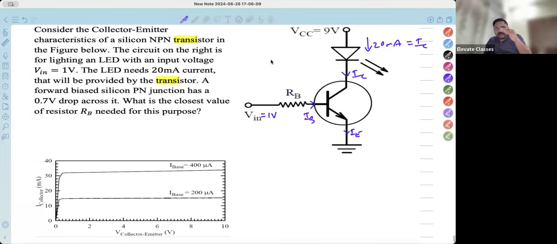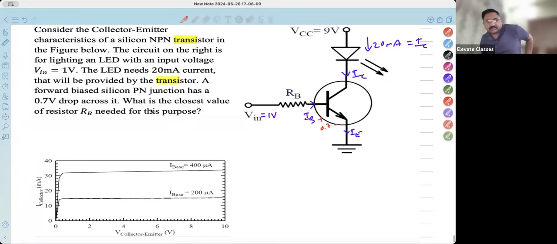I think I am making some progress. Anyway, let's see whether our progress is helpful or not. A forward biased silicon PN junction has a 0.7 voltage drop across it. Even if they don't give you this value, no problem. What does this mean basically? This means that the voltage drop here is going to be 0.7. There will also be some voltage drop across this diode, but we don't need it because we already found out the current, so now we don't need the voltage across the diode.